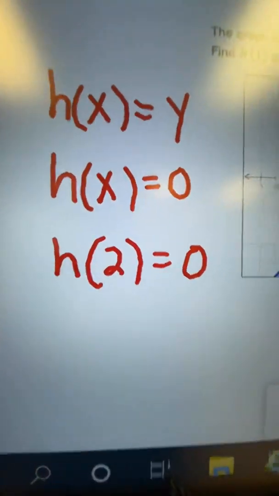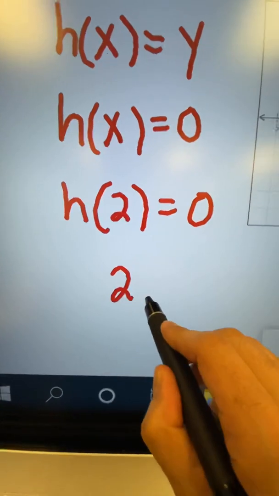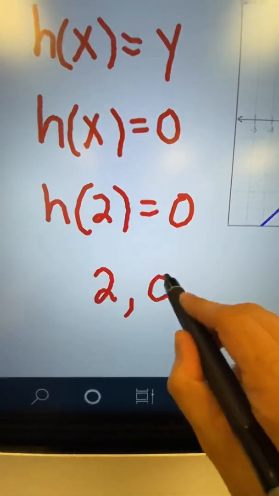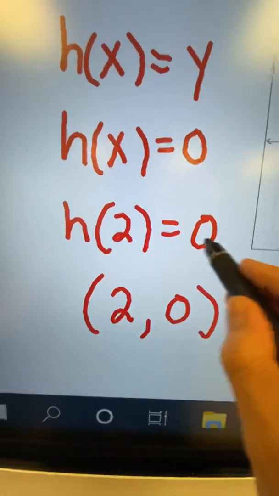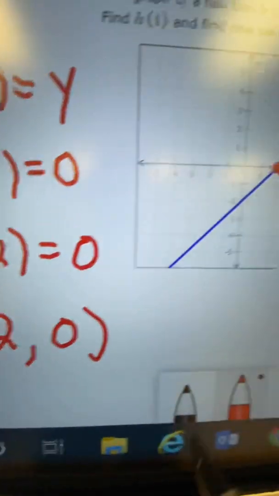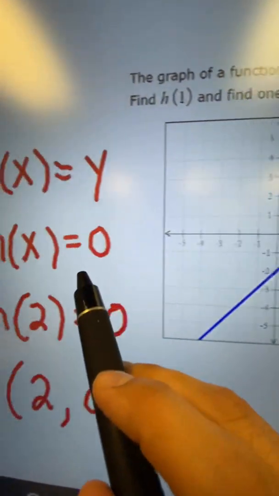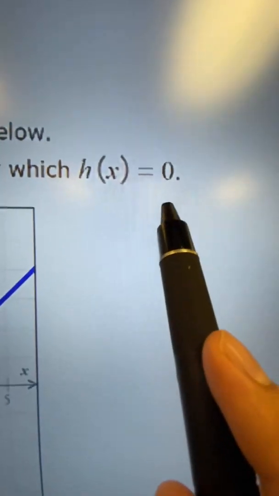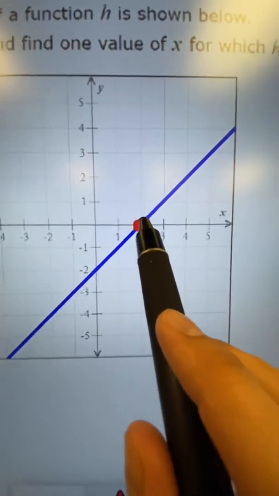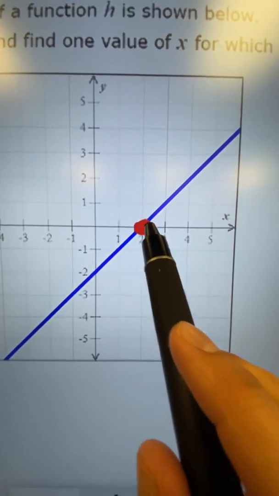Another way to think about this too is this. This is your x value and this is your y value. So the point 2, 0 will satisfy this relation here, right? This is the location 2, 0. And you can see that, again, we were trying to find the input when we were given the output. So when the output is 0, it's when the x value is 2.